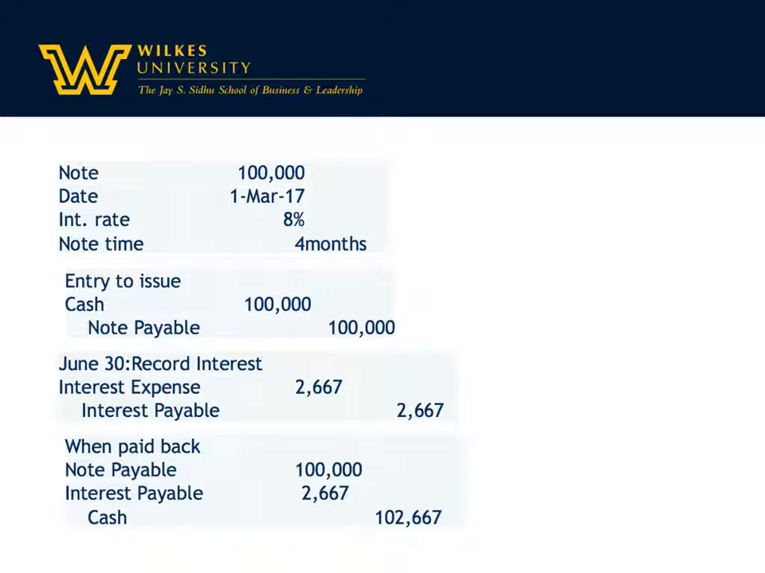So when we go to pay back, we end up paying $102,667. And the entry is a simple entry: debit to notes payable to get that off the books for $100,000, debit to interest payable to get rid of that liability for $2,667, and a credit to cash for the amount paid of $102,667.